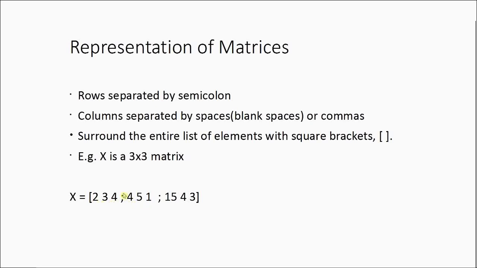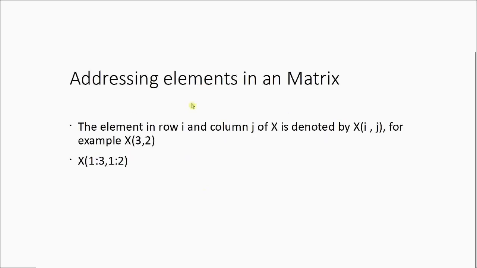So at the end of each row you have to place a semicolon: first row, second row, third row. At the end, just place a square bracket. How to address elements in a matrix? We have already seen how to address an element in an array.